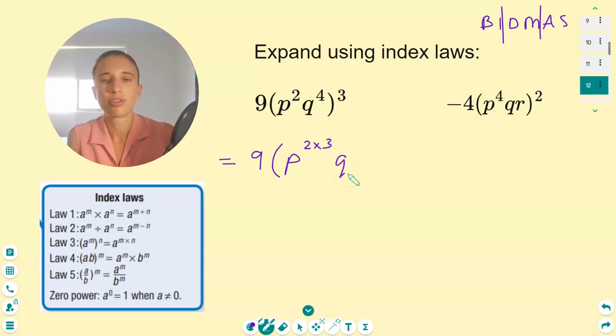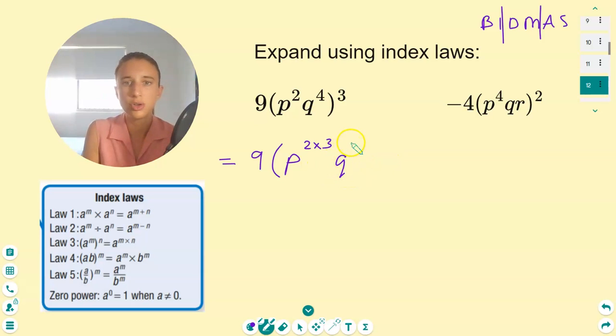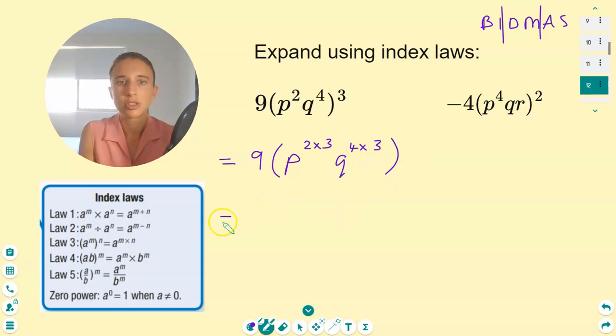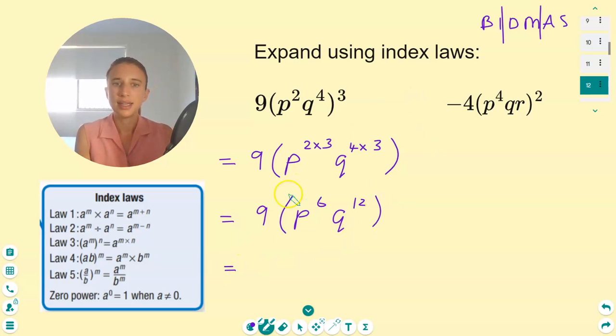Powers is another word for indices, by the way. So we've got Q to the 4 times 3, and we're slowly working to expand those brackets. 9 P to the 6, Q to the 12. And then if something is written outside of a pair of brackets, there's a little invisible multiply sign. All right, so let's do it.